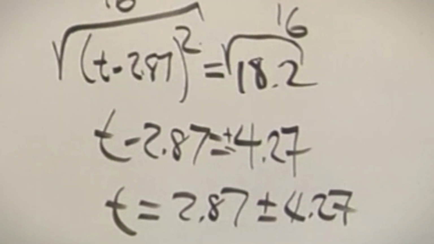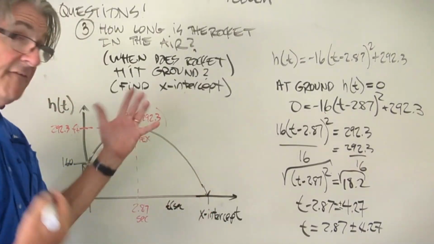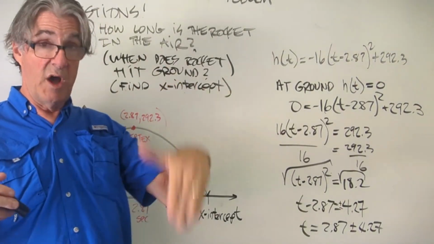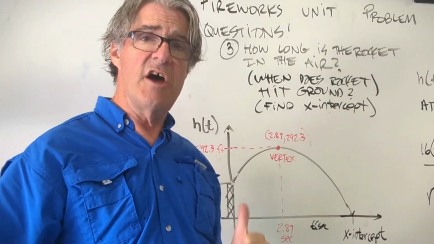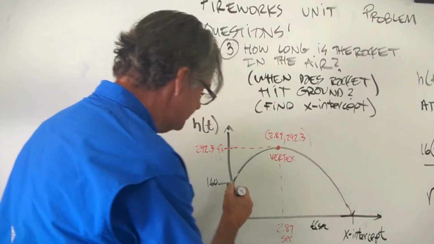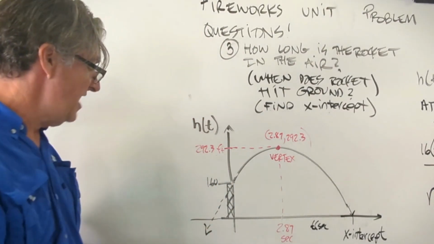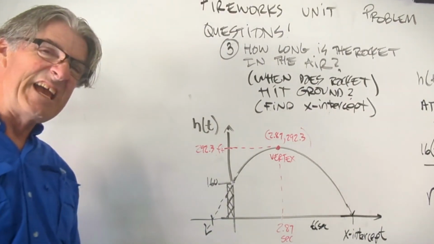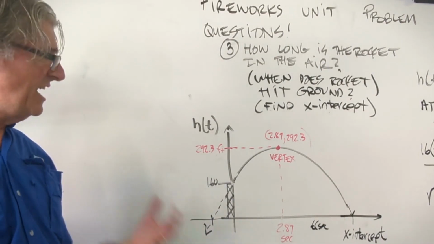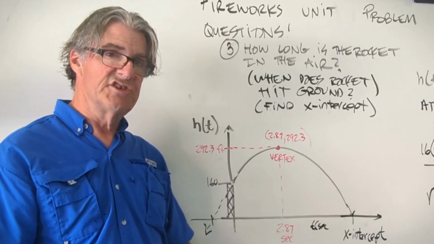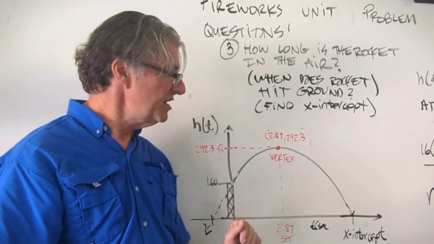So I have two solutions, which makes sense. If a parabola crosses the x-axis once, goes all the way through it, it's going to cross it another time as well. In this case, the parabola crosses the x-axis down here when time is negative. But when time is negative, that does not make sense for our real world situation. So one of our solutions we're going to throw away. So let's take a look at this.